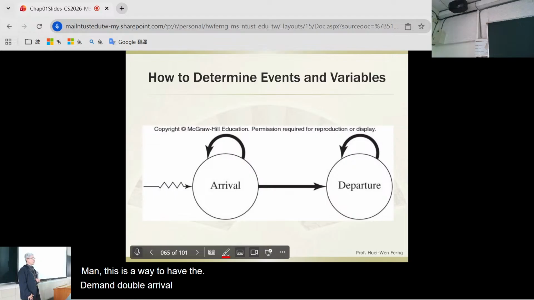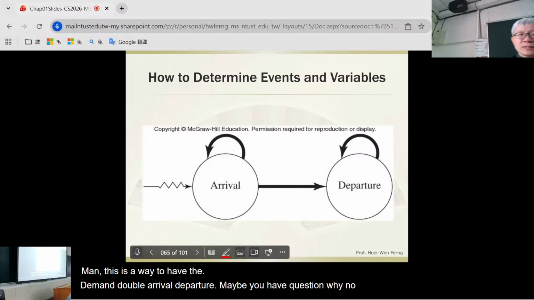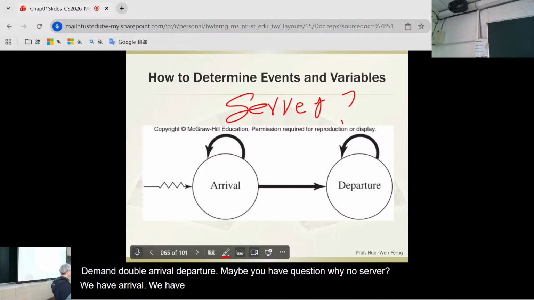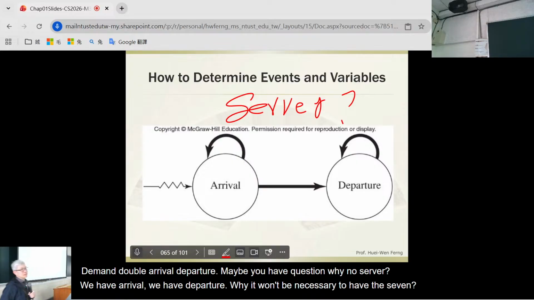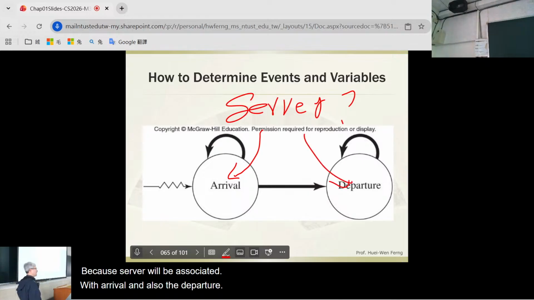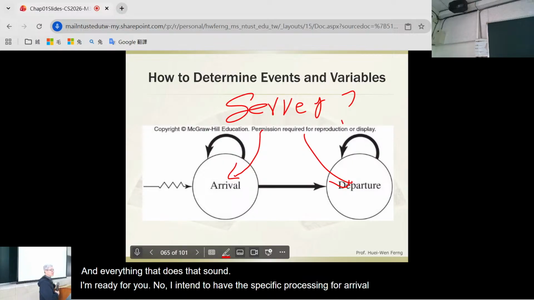Maybe you have a question, why no server? We have arrival, we have departure. Why? It won't be necessary to have a server, because the server will be associated with the arrival and also the departure. And then we think that's done. But maybe for you, no, I intend to have the specific processing for arrival, departure, server. That's fine, you can try.